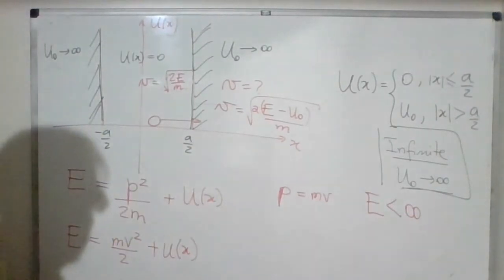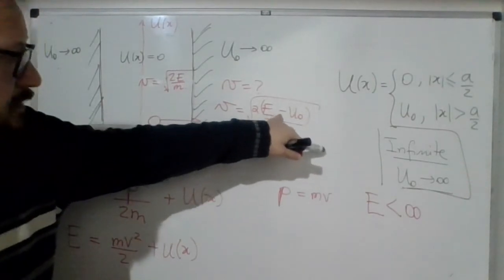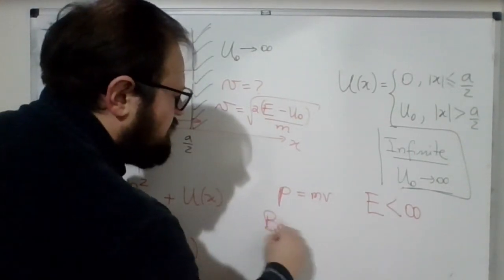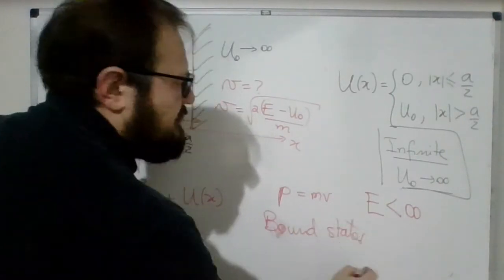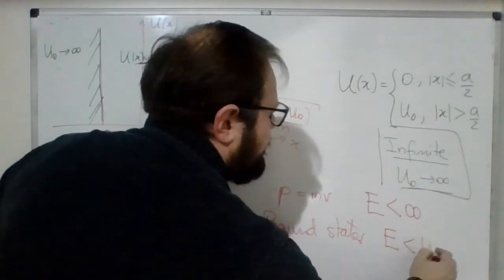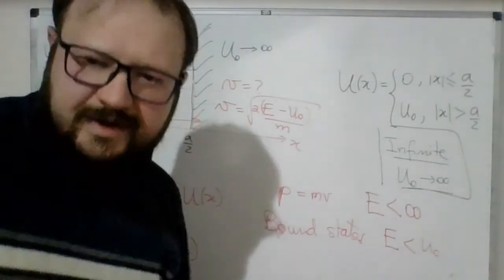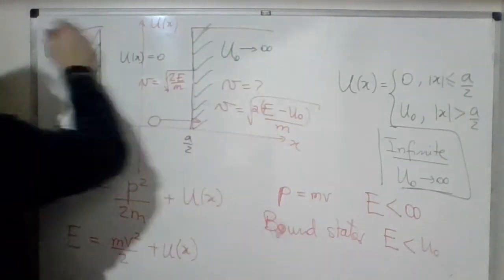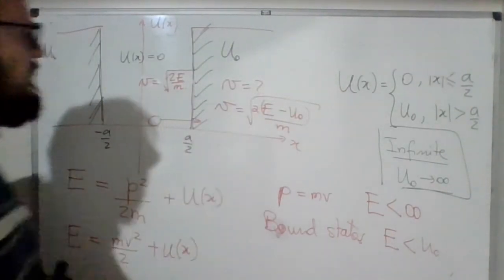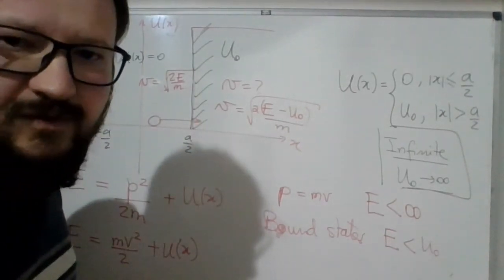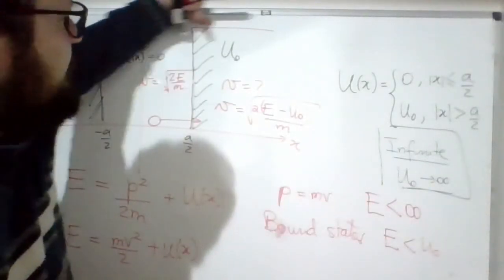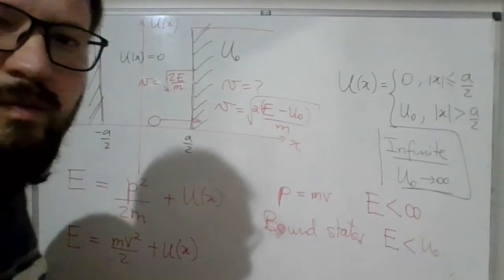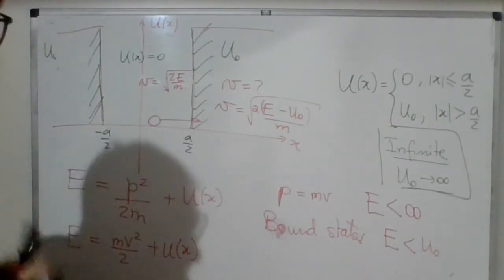So in classical terms, you can use the same arguments for a finite potential. Bound states correspond to energies lower than the potential barrier. So for energies lower than the potential barrier, you could use a finite value here, not going to infinity. For energies of the particle lower than the top of the well, the U naught value, you'll find an imaginary value for velocity. It is not allowed classically.